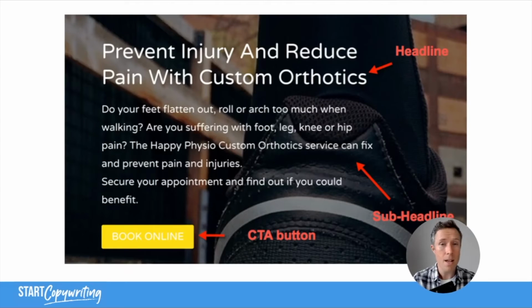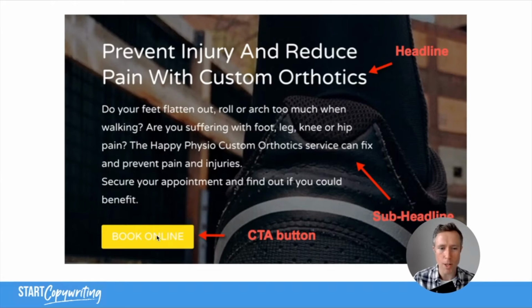learn more. Here's another example from a physiotherapist clinic, right? So a local business, and their headline is similar to the other headline. It reads, prevent injury and reduce pain with custom orthotics. And then we have, do your feet flatten out, roll or arch too much when walking? So they're talking about the problems that the audience are going through. Are you suffering with foot, leg, knee, or hip pain? Another problem. And then they talk about the service that they offer and the benefits of that service in the rest of the subheading here.